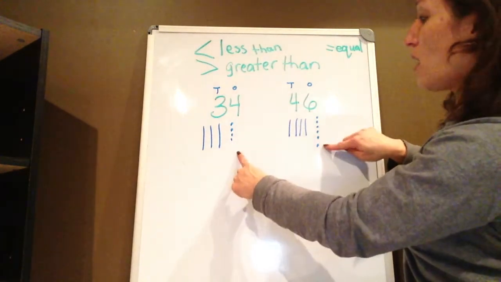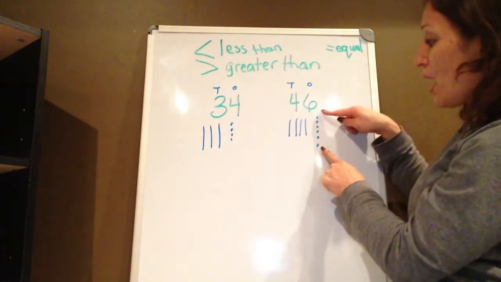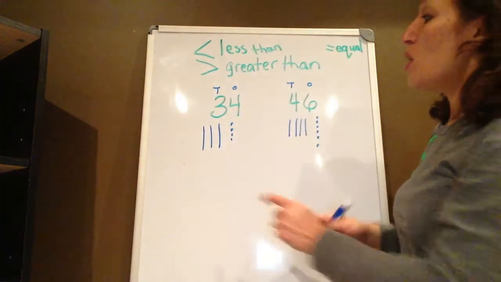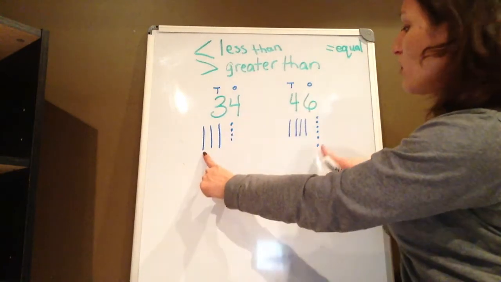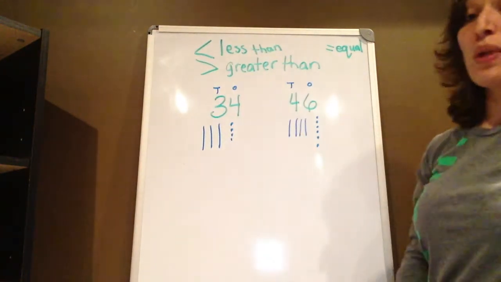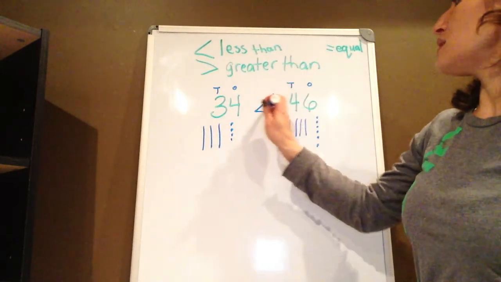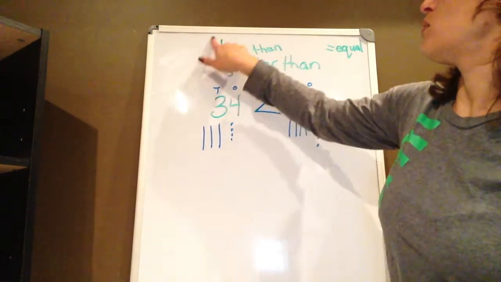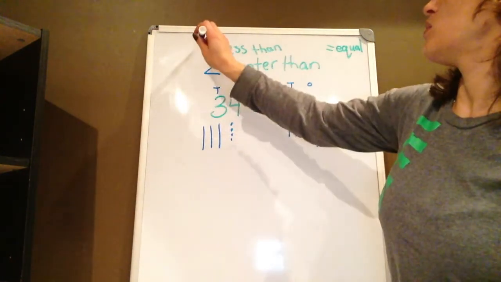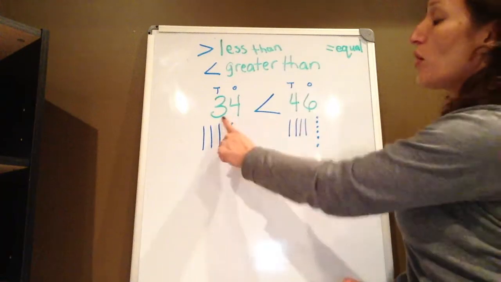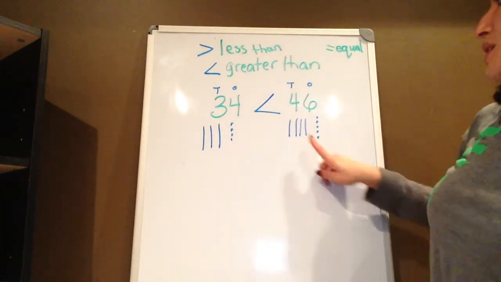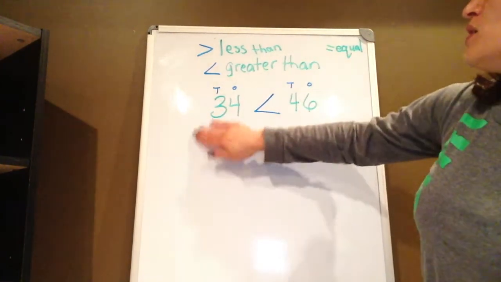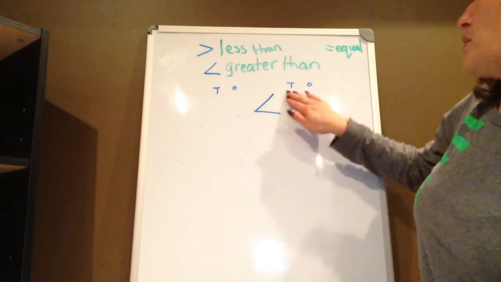If I look at the ones column, I can also see that this column has more ones than this one. So when I compare these two numbers, both the tens and the ones on this side are bigger. It has more. So I know that this number, 46, is greater than 34 because it has more tens and it has more ones. Let's take a look at another number to see if that gets a little tricky.